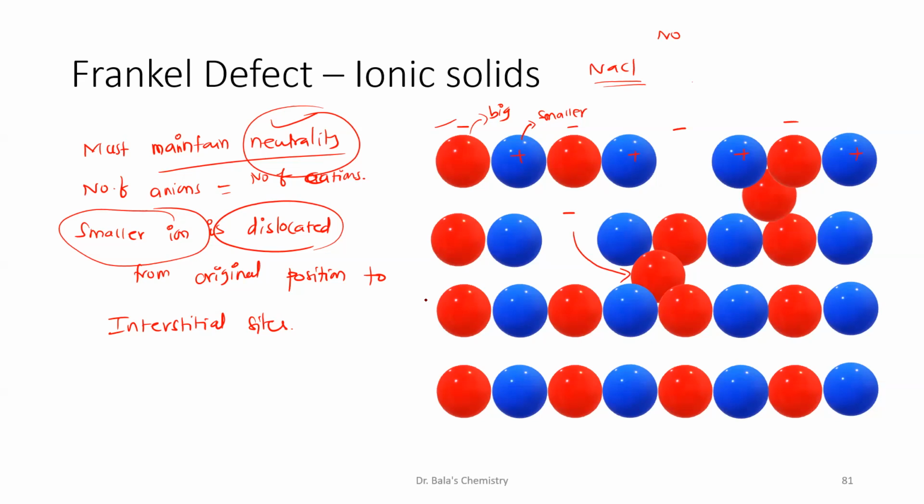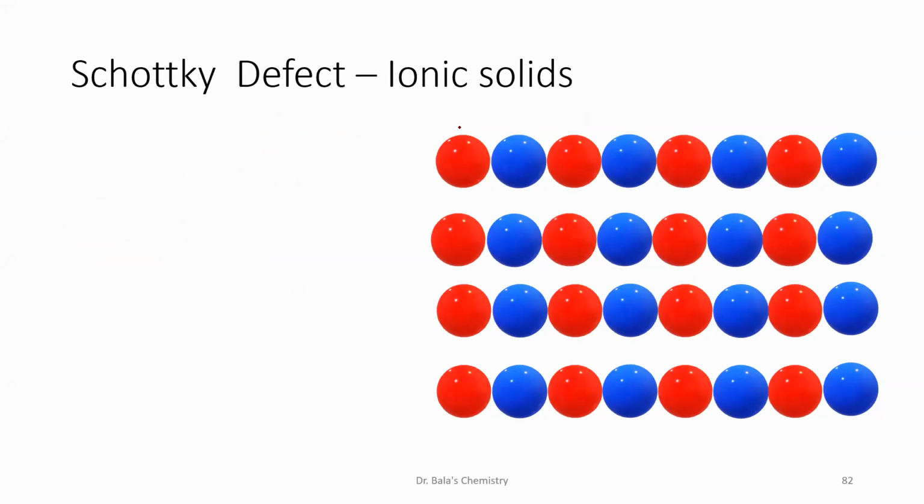And next one is Schottky defect. What do you mean by Schottky defect? Yeah, I'll show. Here also, negative, positive, right? Here, where do I put negative? I put negative here. Negative, positive, negative, positive, negative, positive. Here, what kind of defect is taking place? Schottky defect. It is nothing but a missing of ions.